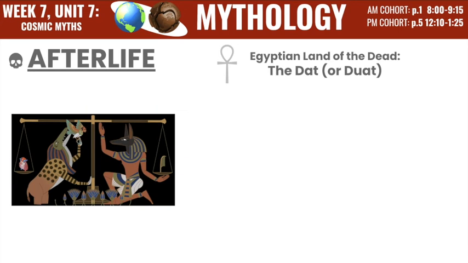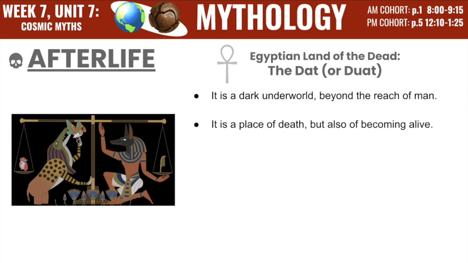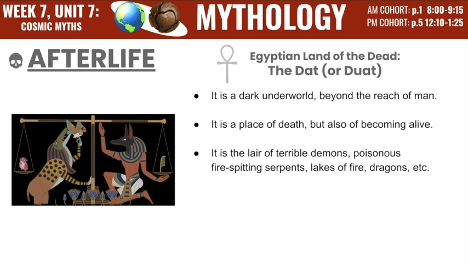One classic example of the afterlife is the Egyptian land of the dead, the Duat. This is a land that is a dark underworld beyond the reach of man. It's a place of death, but also a place of becoming alive, because life and death are interconnected for the Egyptians. This is the lair of terrible demons, poisonous fire spitting serpents, lakes of fire, dragons, lots of things one should be afraid of, so it's not a place that one should willingly go to if one can avoid it.